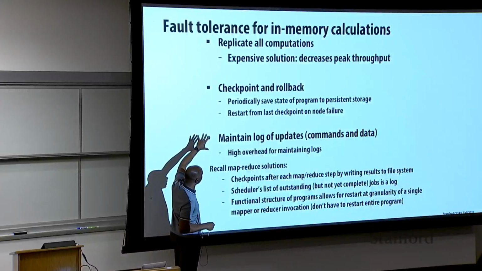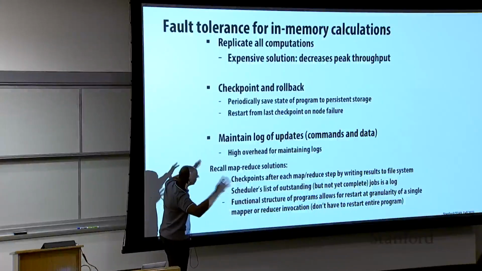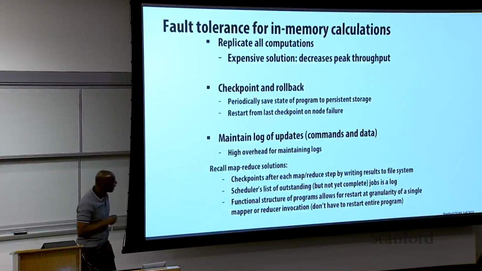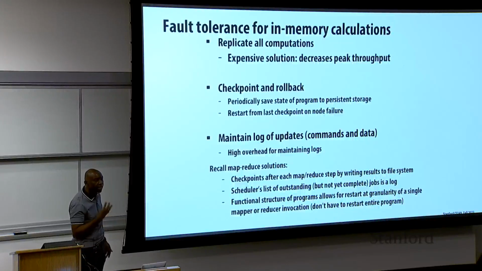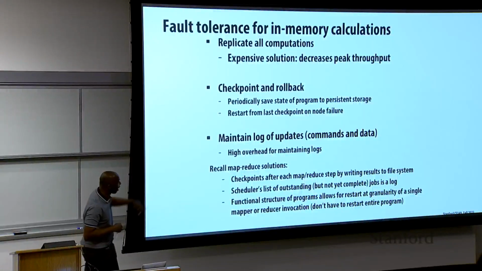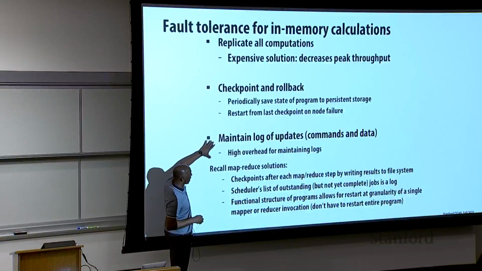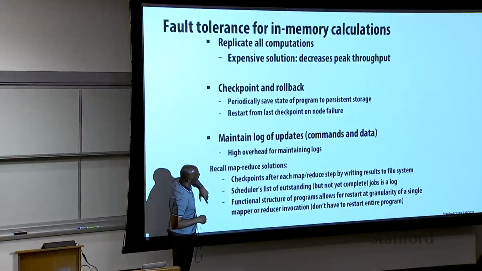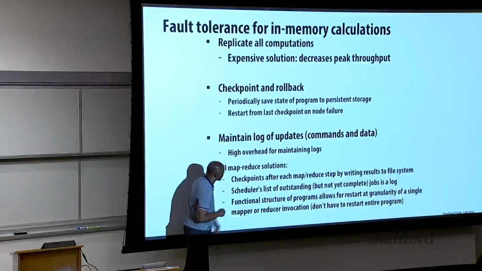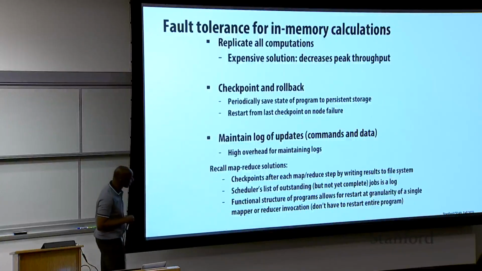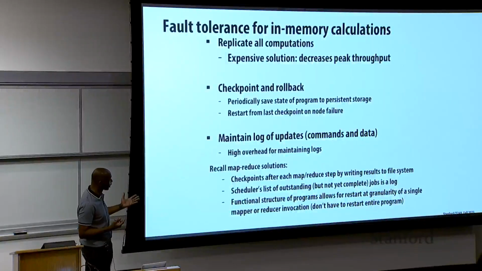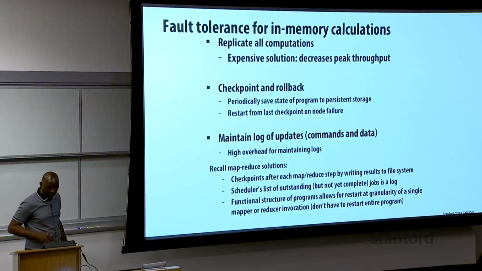We talked about you could checkpoint and roll back, but then the question is how do you do that, and how do you make sure that you distribute your data to different racks, so it could be network intensive. You can maintain a log of updates, but it could be a high overhead to maintain these logs, so that probably is not going to work so well. And then you could go to a low performance solution like we've talked about in the case of MapReduce.